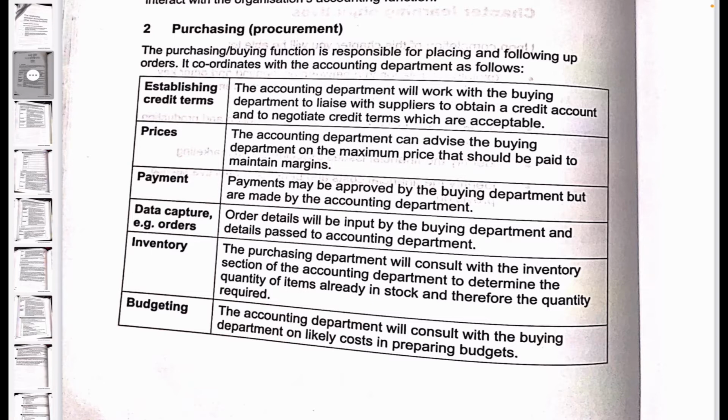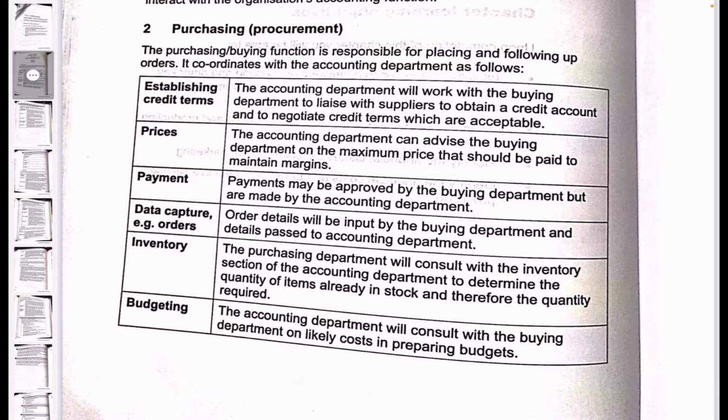And then payment. Payments may be approved by the buying department but are made by the accounting department. So whatever payments or things related to money are always done by the accounts department. If the purchasing department wants to buy a certain thing, it talks to the accounts department about it and the accounts department pays for it. And it will be approved by the buying department.